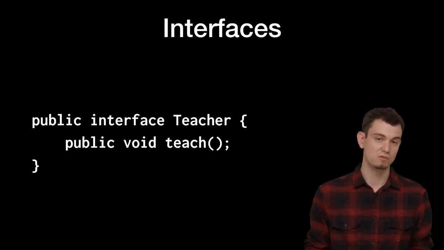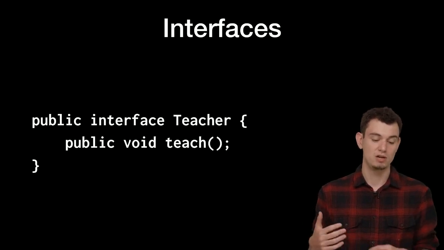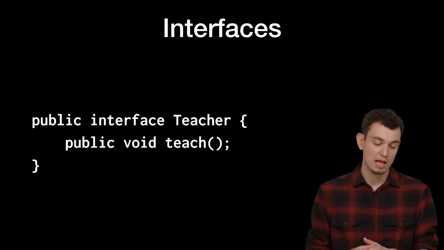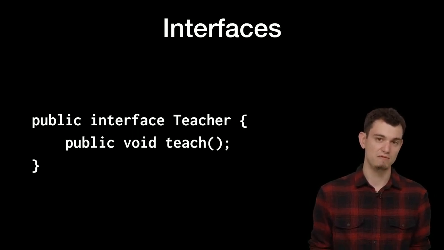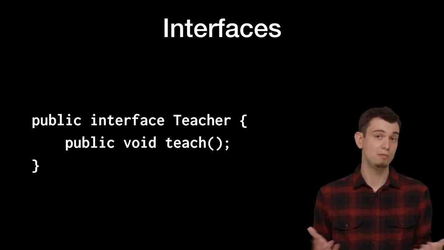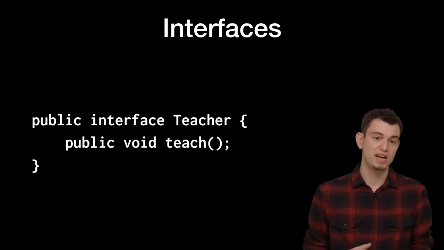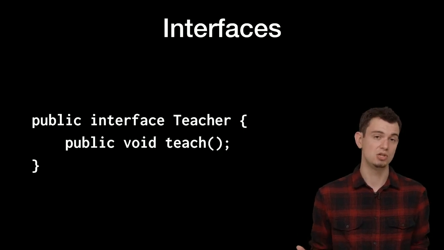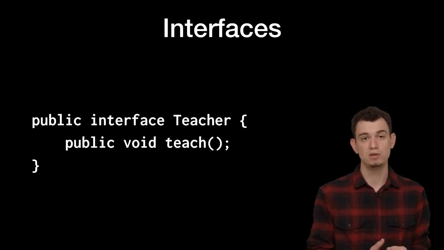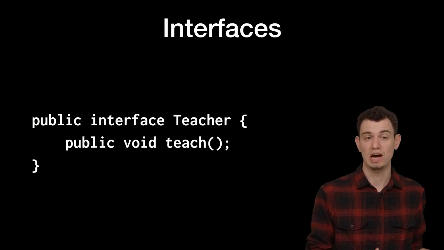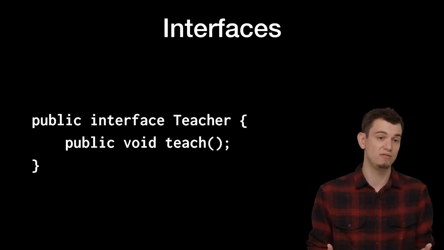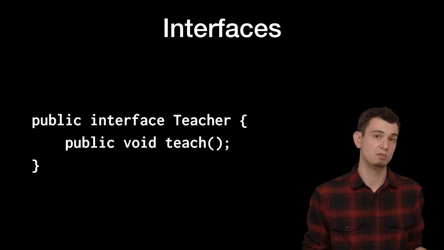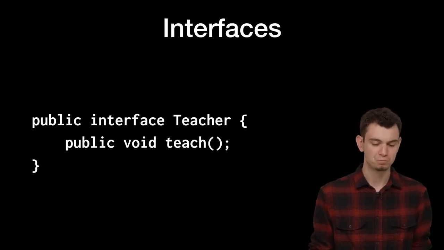So we'll start our interface with public interface, and we're going to name this teacher. And now inside of this interface, we just have one method. It has a void type, it's called teach. But what's interesting about this is there's no method body here. We haven't specified at all what it means to teach. We've just said in order to be a teacher, you have to know how to teach. It's basically the same as signing some contract, saying if you're going to use this interface, you promise that you're going to implement this method for me.